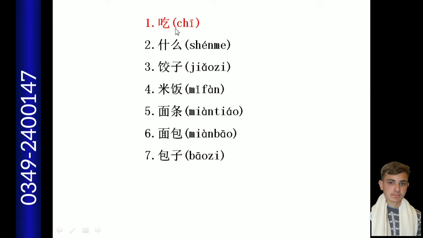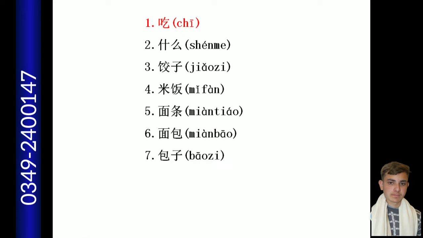Okay, number 1, read after me. 吃. Number 2, 什么. Number 3, 饺子. Number 4, 米饭. Number 5, 面条. Number 6, 面包. Number 7, 包子.